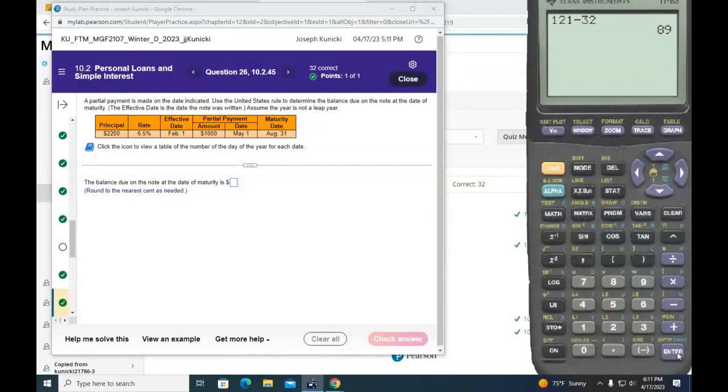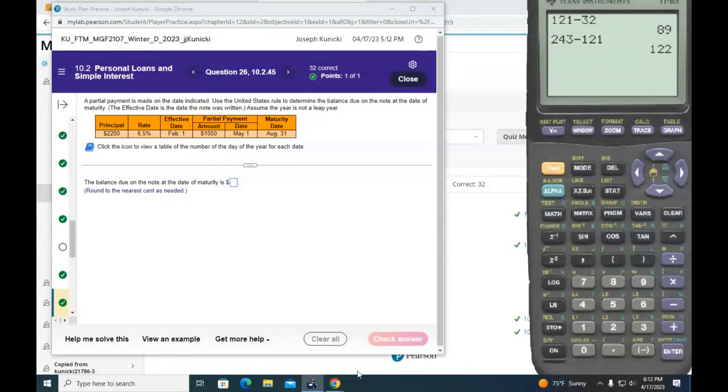So the first partial payment will come after 89 days on May 1st. And then the second payment is due August 31st, so that is day 243, and I subtract May 1st, which was day 121. So the second partial payment is 122 days. Okay, so once I know those, now I can figure out everything, because it's easier to get that done first and get them out of the way. So you got 89 and 122. Any questions about that?